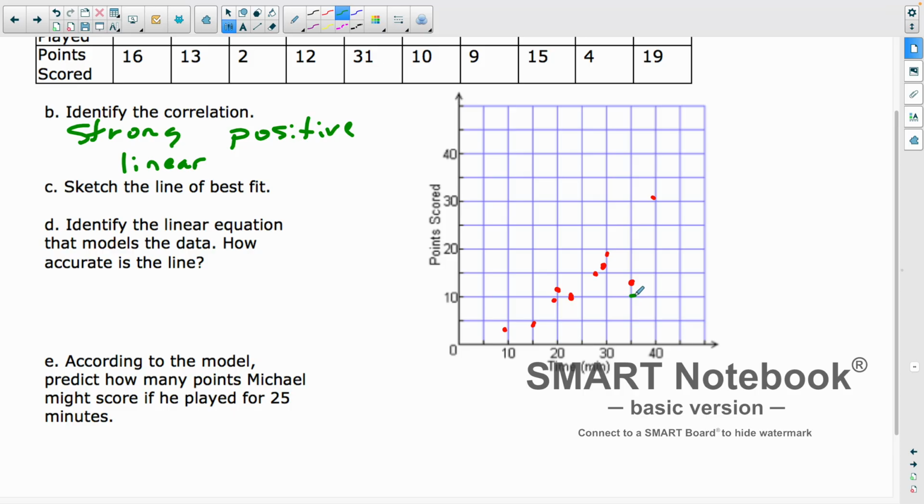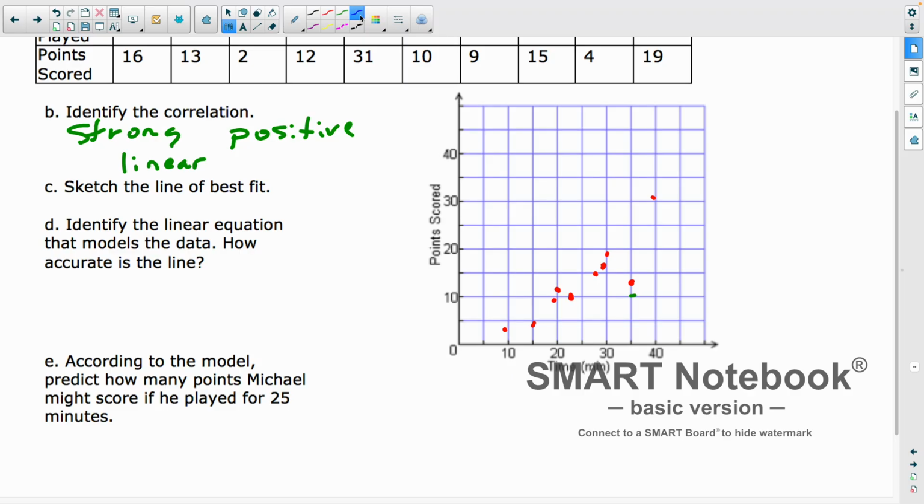But this point is probably dragging it down, maybe making it a little bit more moderate than strong. If that point wasn't there, I'd probably say it's very strong. Correct? Everybody go with that? Now, it says sketch the line of best fit. Well, in order to sketch the line of best fit, what do I need? The mean. Okay, we need the mean.